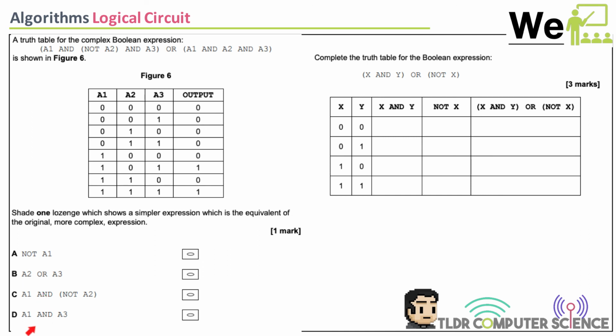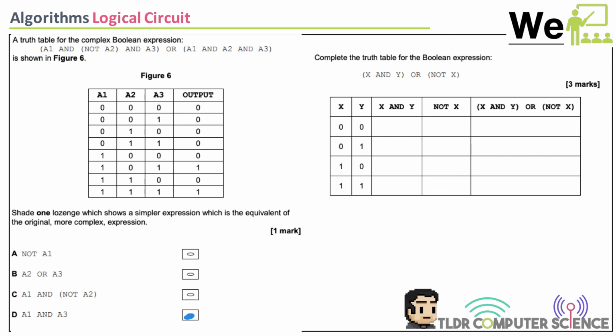So let's do the last one. A1 and A3. In this case, 0 and 0 makes 0. But what was this with an AND gate, which is the one special case we care about? It's when they're both 1. A1 is 1 here, but it's 0 here. A1 and A1 makes 1. 1 and 1 makes 1, and everywhere else will be 0. So which one's it going to be?